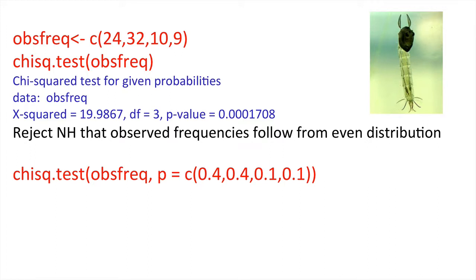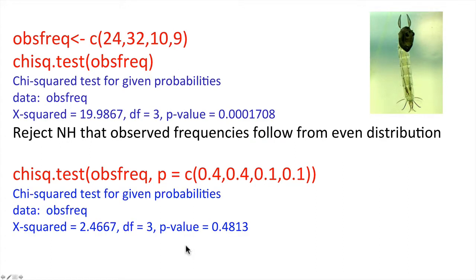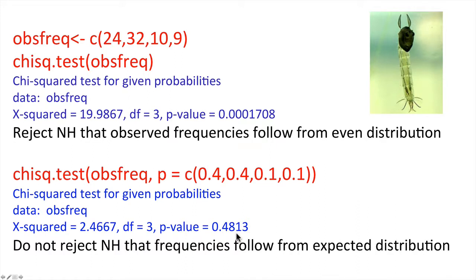Now, after conducting this test, we can see that the chi-squared value is that much smaller. It's 2.4667. We've got 3 degrees of freedom. And in this case, when tested against this null hypothesis generating the expecteds, we cannot reject that null hypothesis. So we cannot, in that particular case, reject the null hypothesis that the observed frequencies follow from the underlying expected distribution of 40%, 40%, 10%, and 10%.